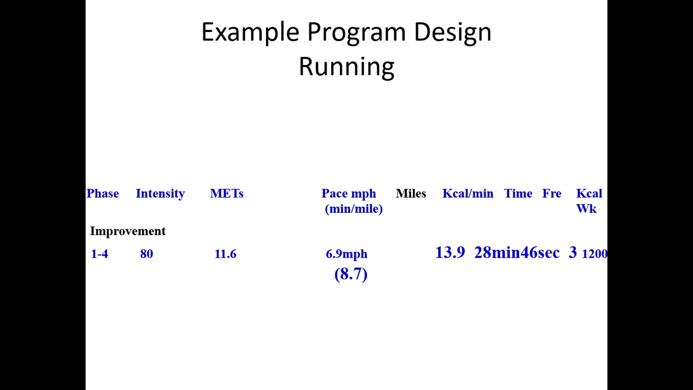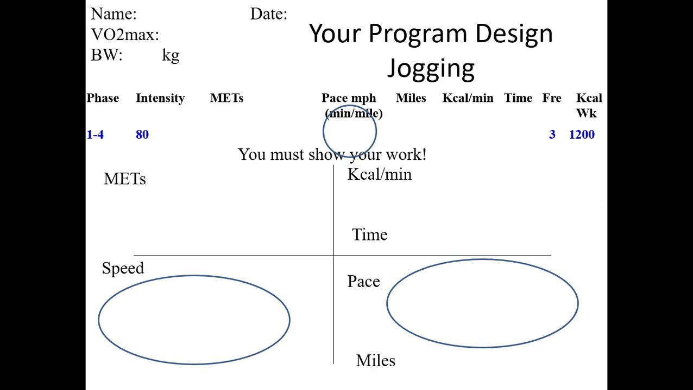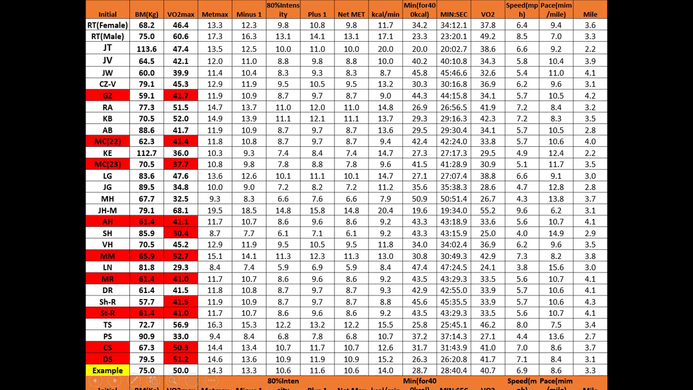So I write down 6.9 miles per hour here, and my pace is 8.7 minutes per mile. How about class? Doesn't it make sense? You can put 8 minutes 56 seconds like this. It's no problem. So please write down your pace, your speed as well as miles per hour, and please show your work here for speed, and please show your pace here. How about class? Does it make sense? You can check your answers here.